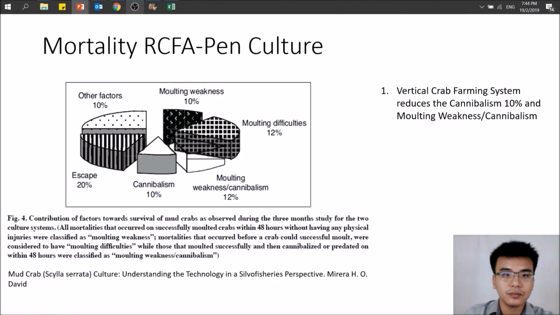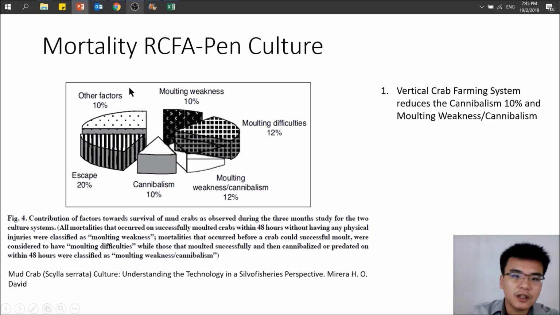Further breaking down the typical mortality that happens in pen culture, generally about 20% of crabs will escape from your system, and about 22% is attributed to cannibalism, either by crabs cannibalizing each other during the hard shell stage, or by crabs cannibalizing crabs that are currently molting. One good way to reduce cannibalism during the molting process is to provide them with adequate shelter so that the crabs can hide and perform ecdysis.